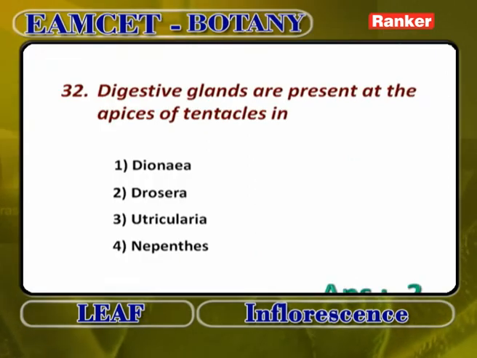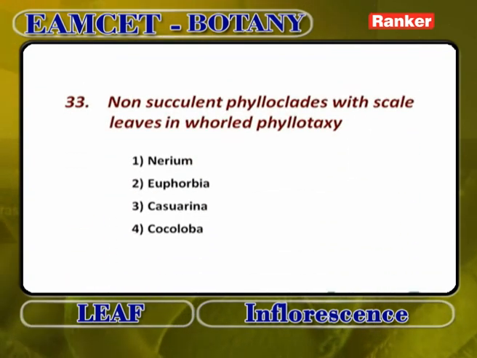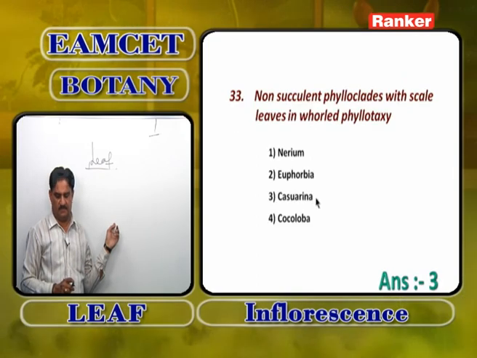Next, digestive glands are present at the tip of the tentacles in Drosera. They are present in a pitcher in Nepenthes, in a bladder in Utricularia, and at the tip of the tentacles in Drosera. Next, non-succulent phylloclade with scale leaves in whorled phyllotaxy, just now I told, is Casuarina. These are all very important bits, that is why some of them are repeating.